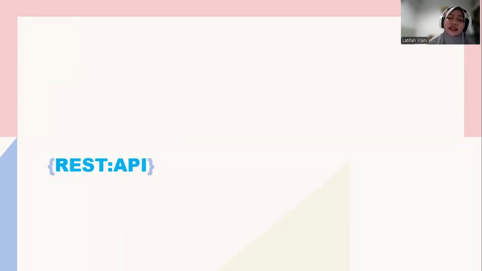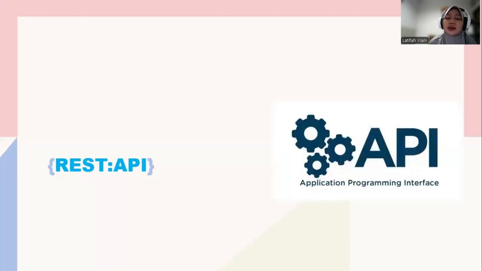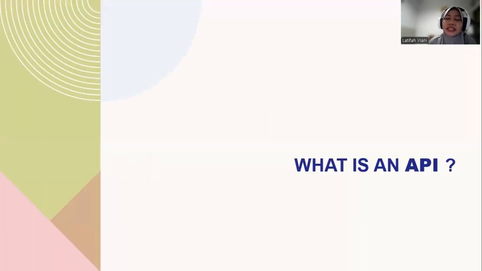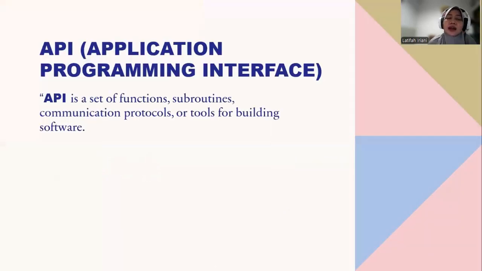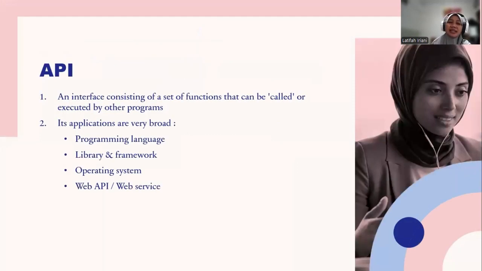So now we will discuss what REST API is, but before getting into that, we need to understand what API or Application Programming Interface is first. So what is an API? API is a set of functions, subroutines, communication protocols, or tools for building software. API is an interface consisting of a set of functions that can be called or executed by other programs. Its applications are very broad.